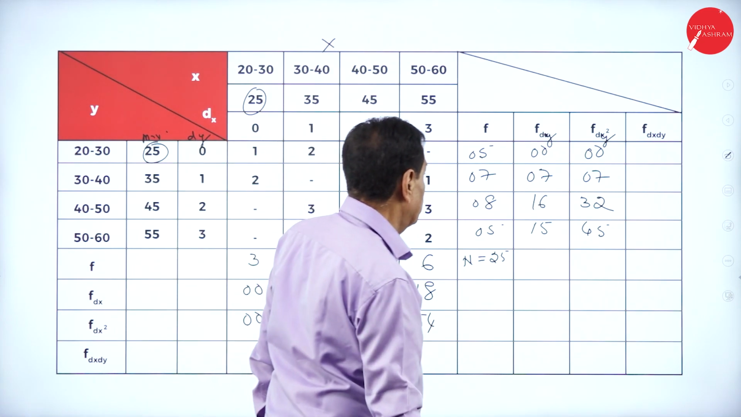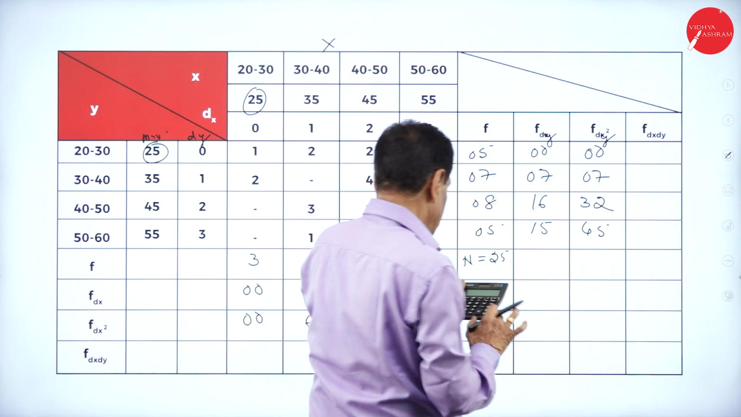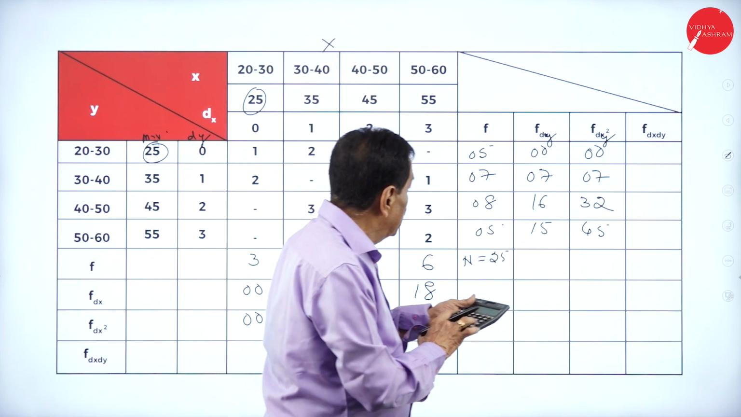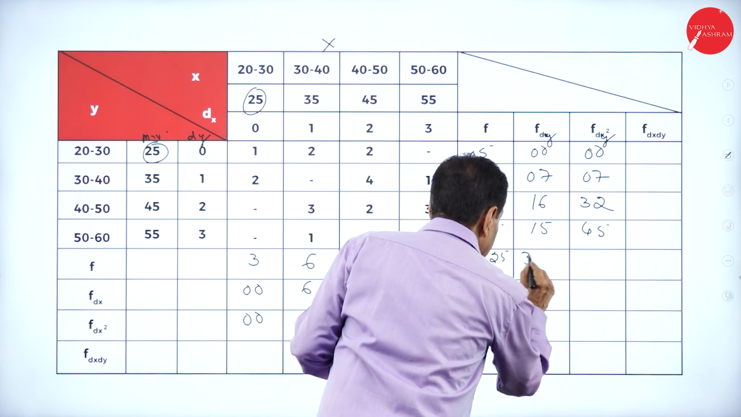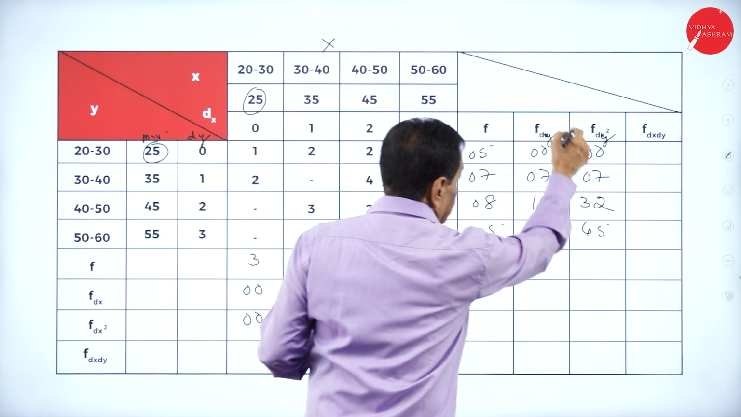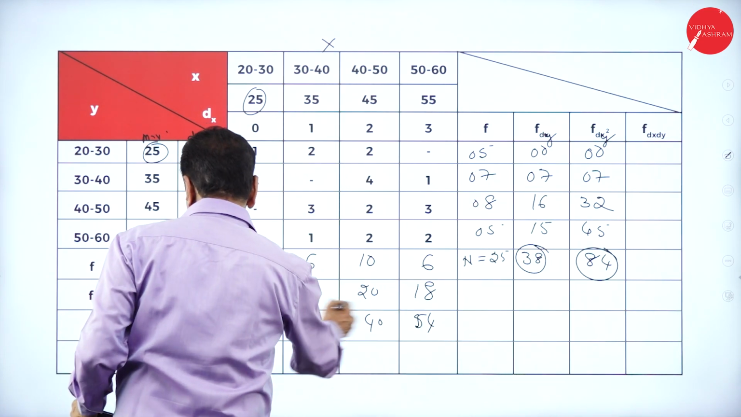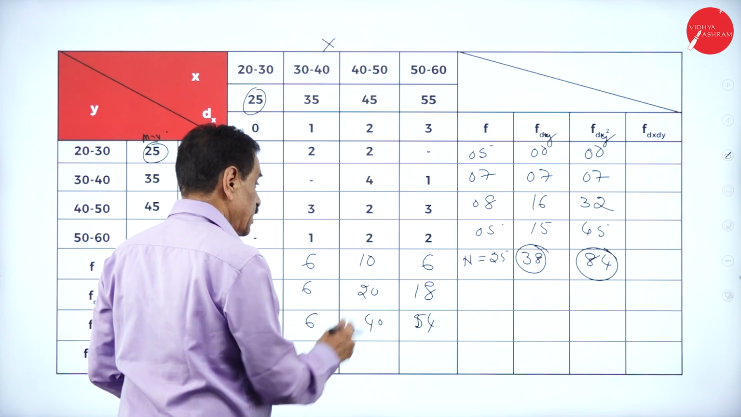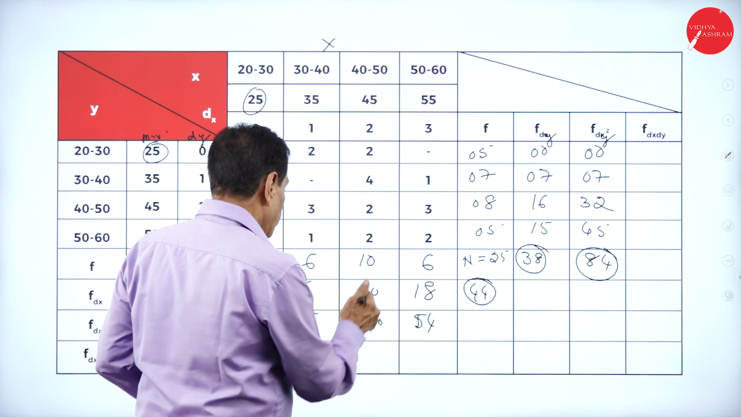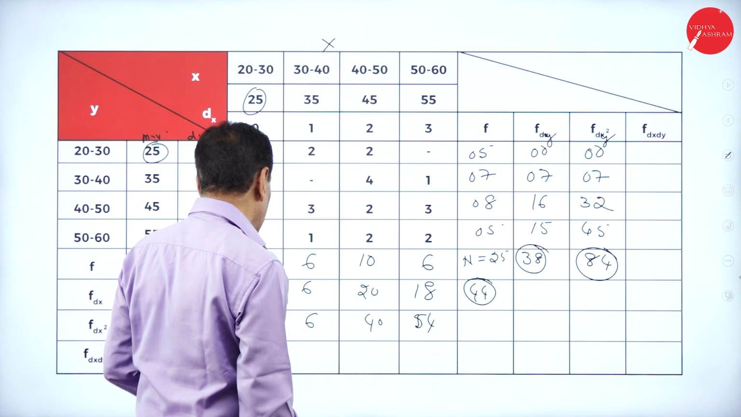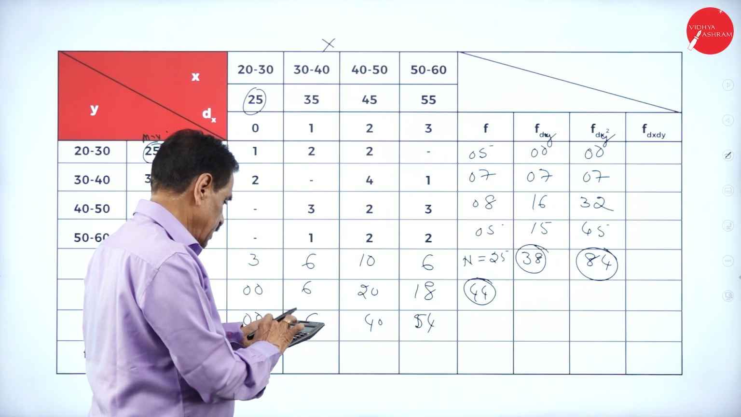Now we'll add the numbers. What is f dy? 7 plus 16 plus 15 is 38. This is your 38, f dy. Then f dy square is 84. Then come back here and add f dx: 6, 26, 38, 44. Add this 54 and 40: 94, plus 6 is 100. 54 plus 40 plus 6 is 100.